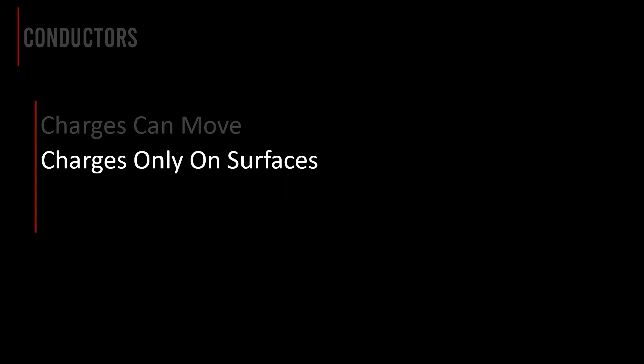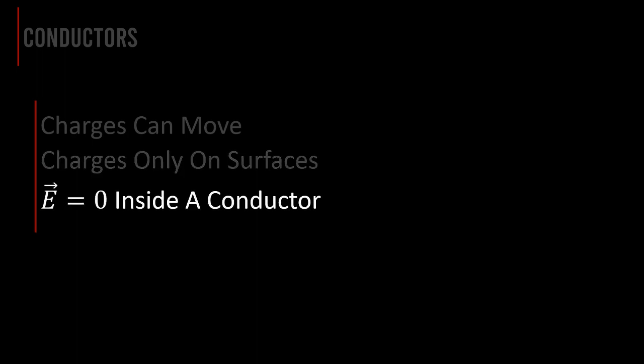So when we're talking about conductors, there are three principles that we want to keep in mind. The first is that charges can move. The second is that charges are only on surfaces. And this is kind of a consequence of the fact that charges can move. So charges are going to move away from each other. When we're talking about electrons, they repel each other. And so that means that they're going to try to get as far away from each other as they can, which means they're only going to reside on surfaces. The final thing that we can say about conductors is on the inside of a conductor in electrostatics, the electric field is going to be equal to 0.